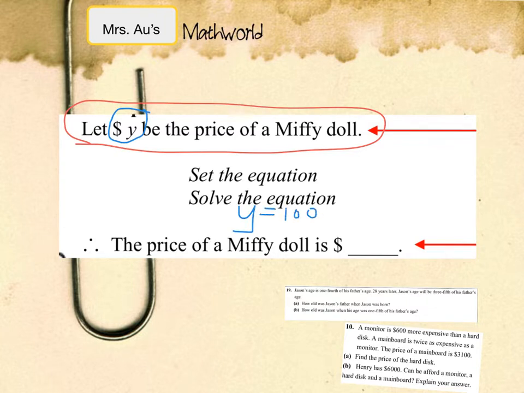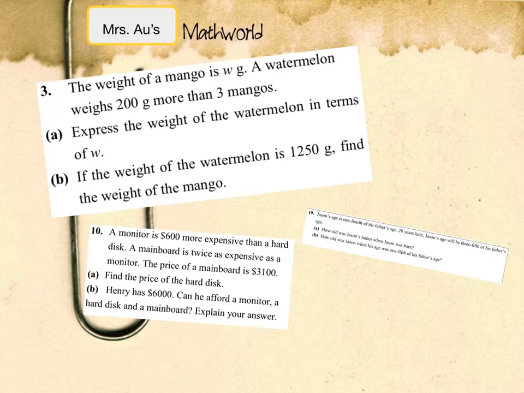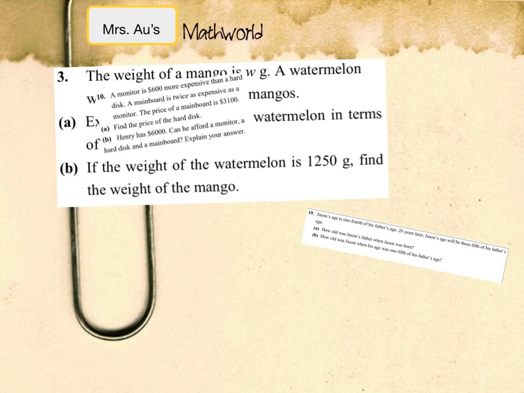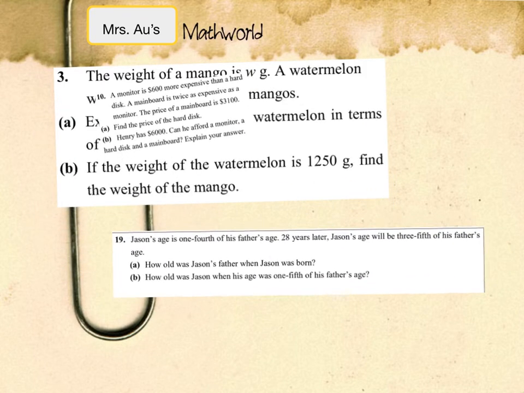But remember, the dollars is already given in the last statement, so we should only put the units at the final statement. For this example, the price of a movie doll is $100, and you see the units is here. In the booklet, we will discuss question 3, question 10, and question 19.